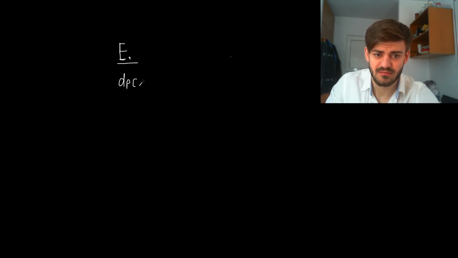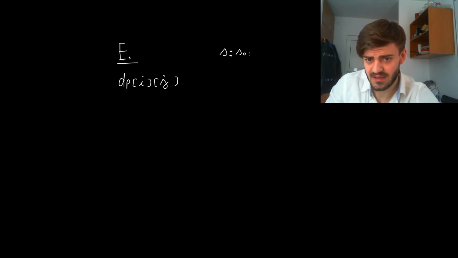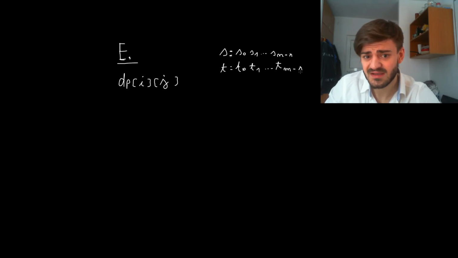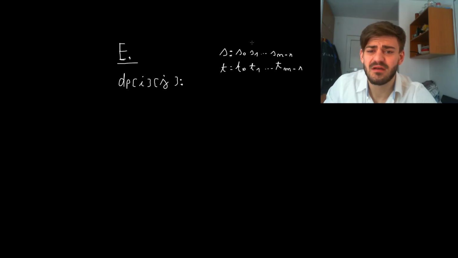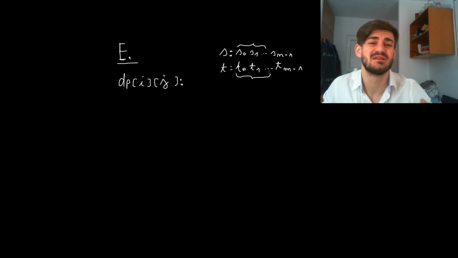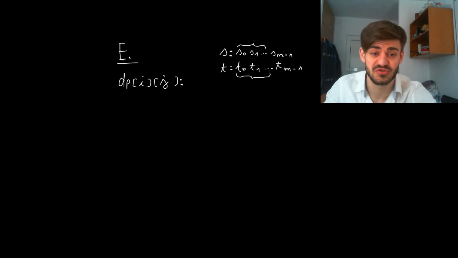My dp of i and j could mean something like this. During the contest I was like, all right, this is s: s0, s1, dot dot dot, s of n minus 1, and this is t: t0, t1, dot dot dot, t of m minus 1. So dp of i and j: i is going to mean the first i characters here, and j could mean the first j characters here. This is the most basic dynamic programming on strings.